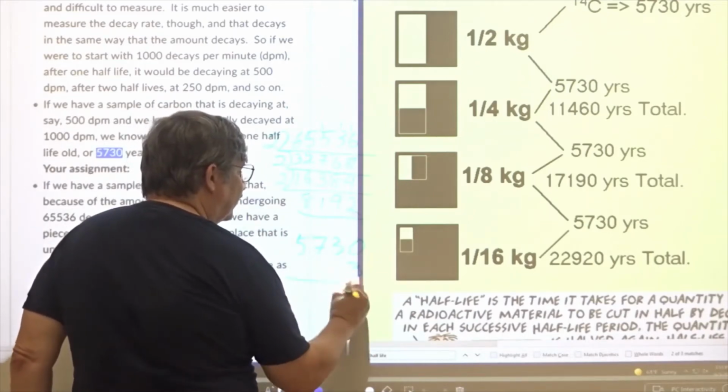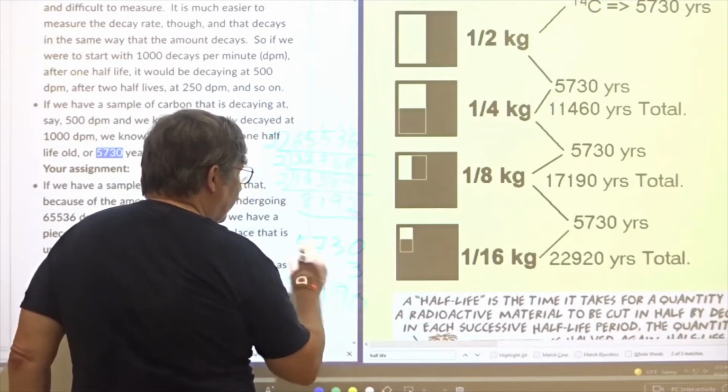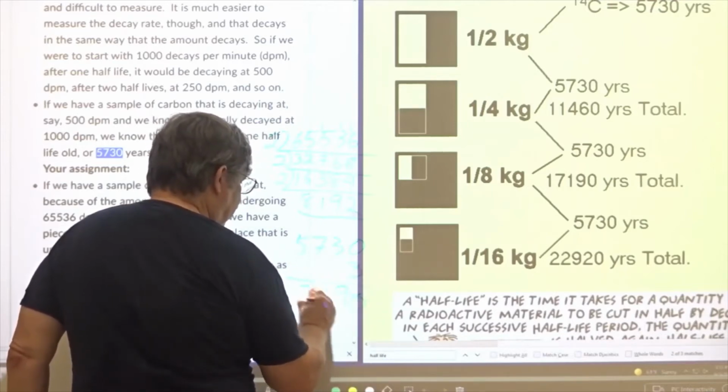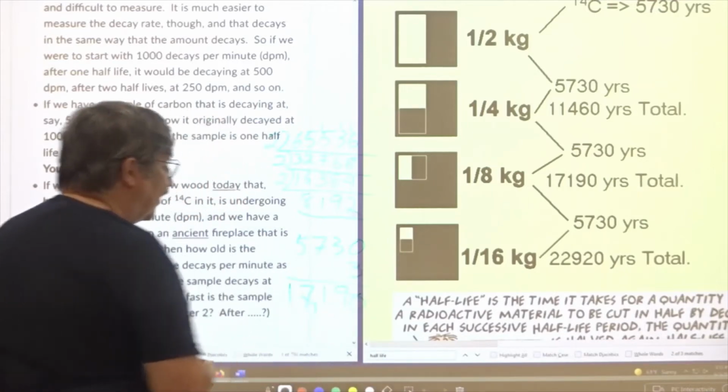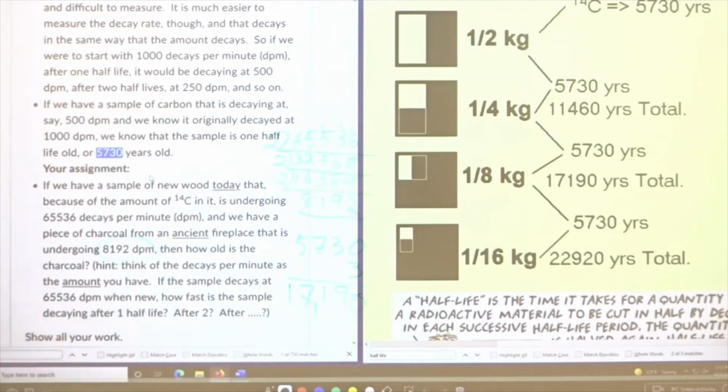5,730 years times 3, that's 15, that's 17,190 years. And that's how old the sample is. Okay? Now that's a lot of numbers, but the math is not hard, really. You're dividing by 2 and multiplying by 3. I think you all have the ability to do that. And certainly with a calculator you can do that.